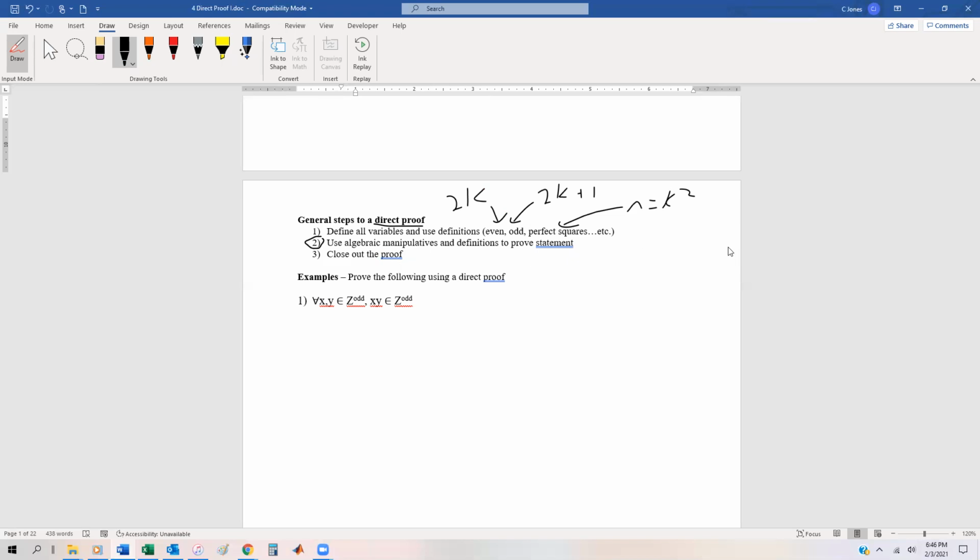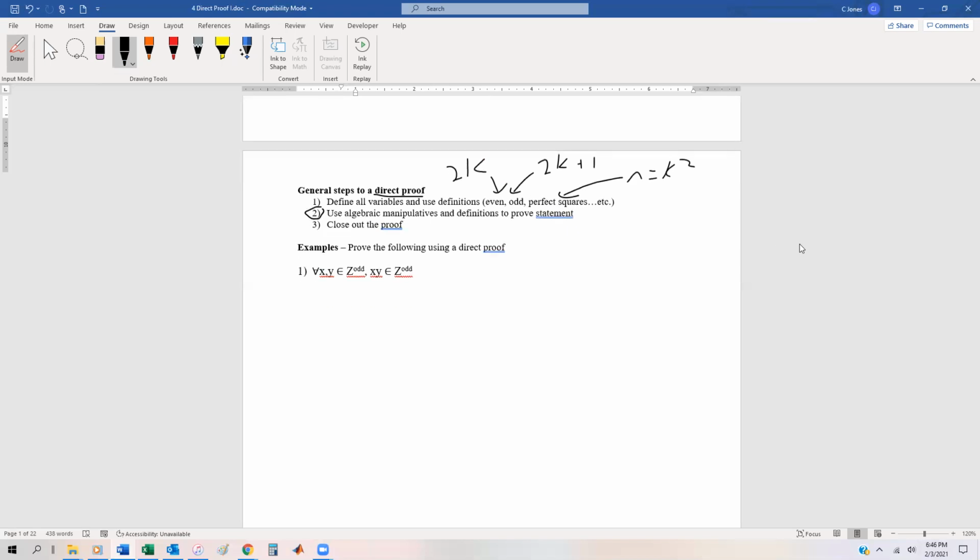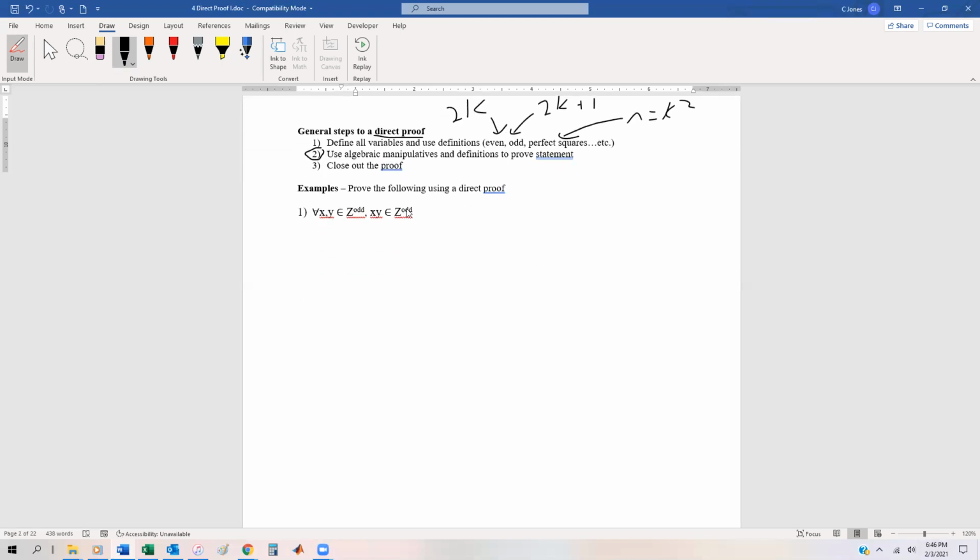All right, now let's start off with a really basic example of this. We want to prove that for all x, y in Z odd, so in other words, x is odd and y is odd, that the product of two odds is odd. So in reality, we want to prove the product of two odds is odd. Here's how we're going to start this.